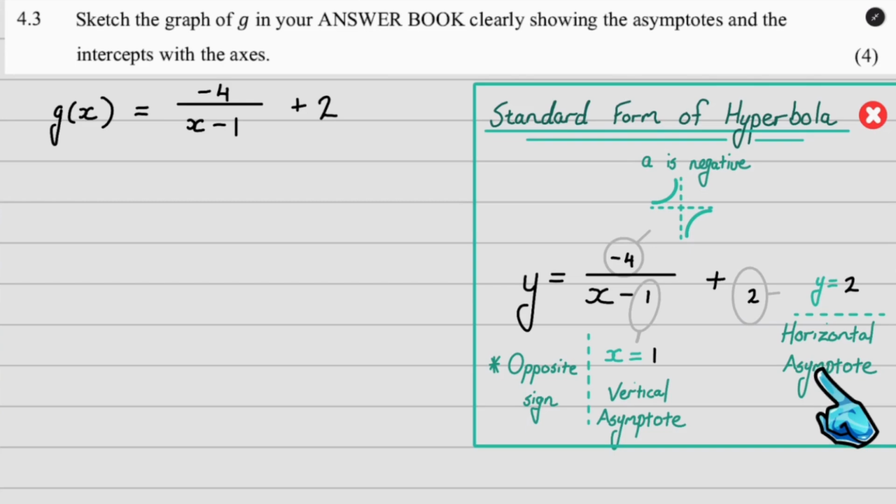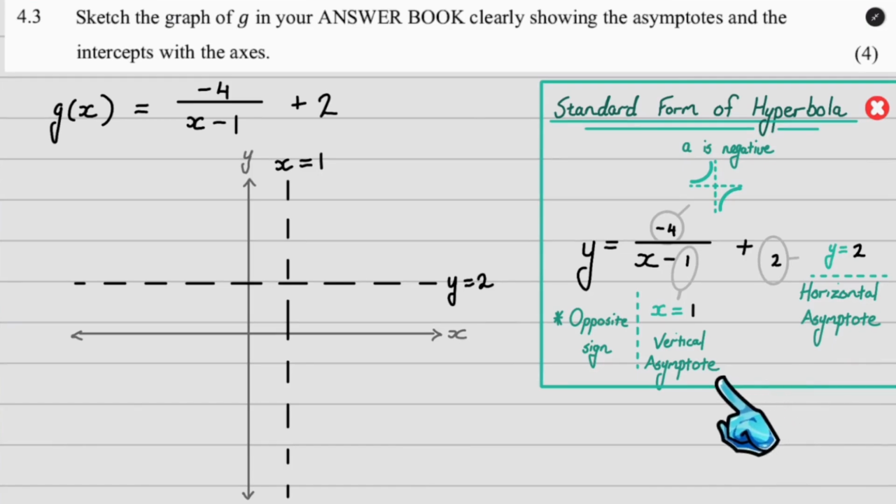So I'm actually going to start by drawing the 2 asymptotes. When you draw your asymptotes, just remember this one is the opposite sign, so it's x equals +1 and not -1. Then this one's just the normal sign, y equals 2. And y equals is a horizontal line, x equals is a vertical line. Now we know it's going to adopt this shape, so it's going to lie in this quadrant and this quadrant.